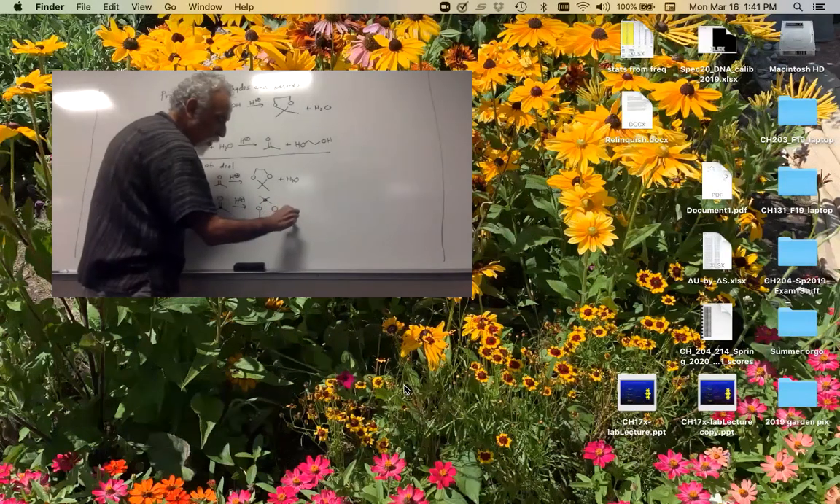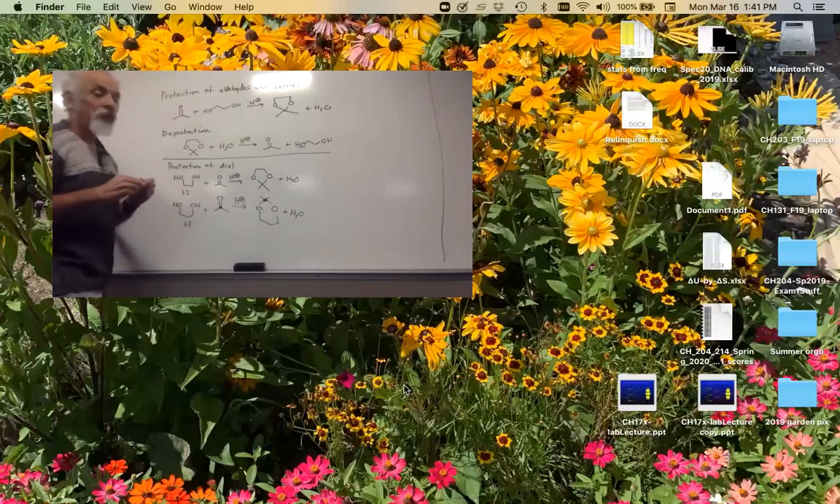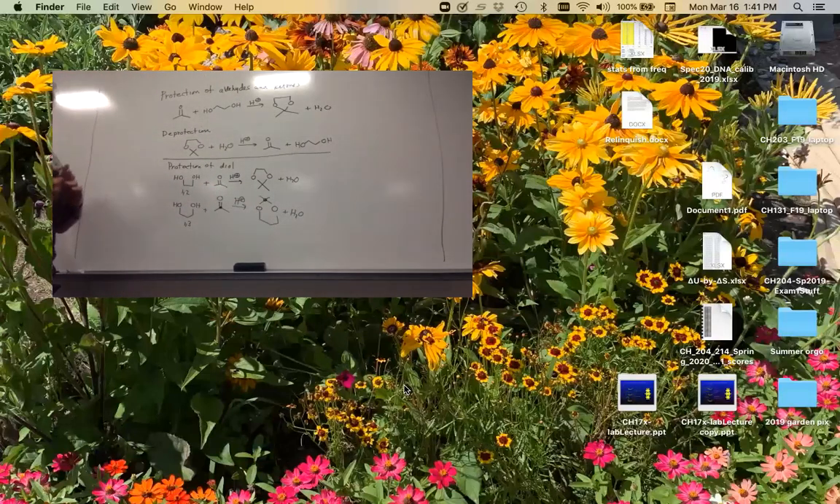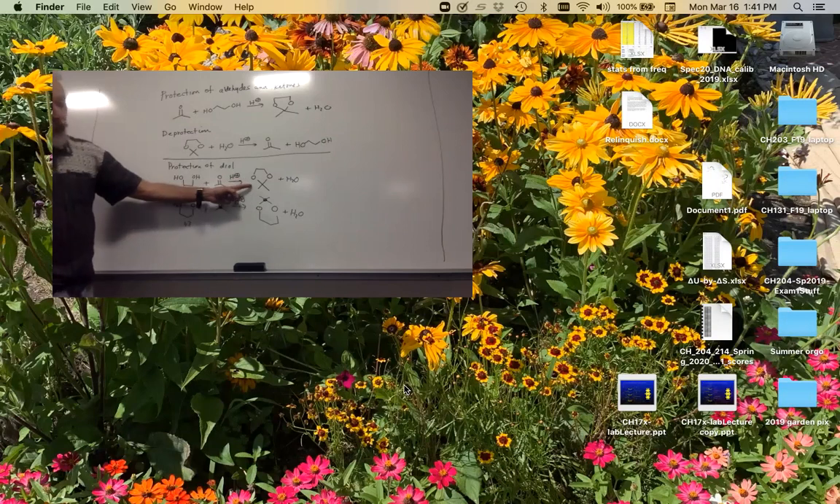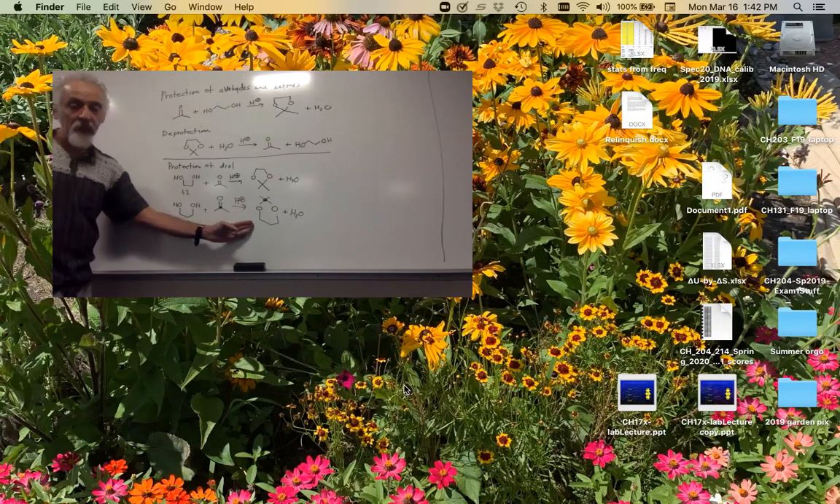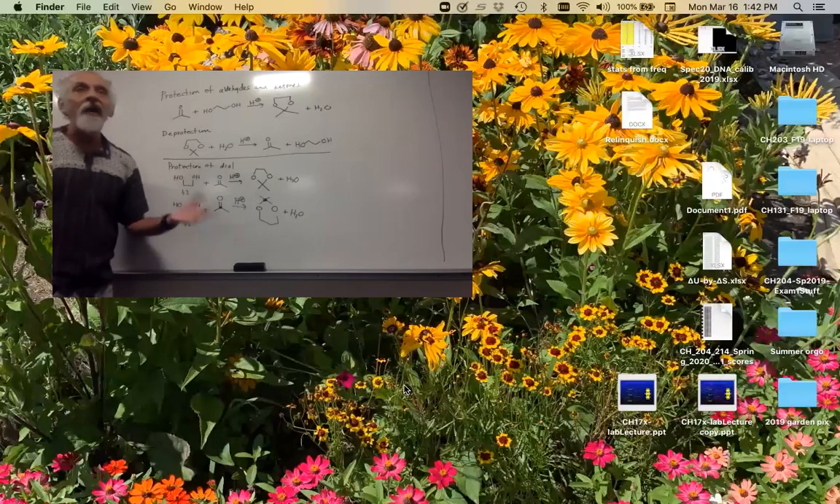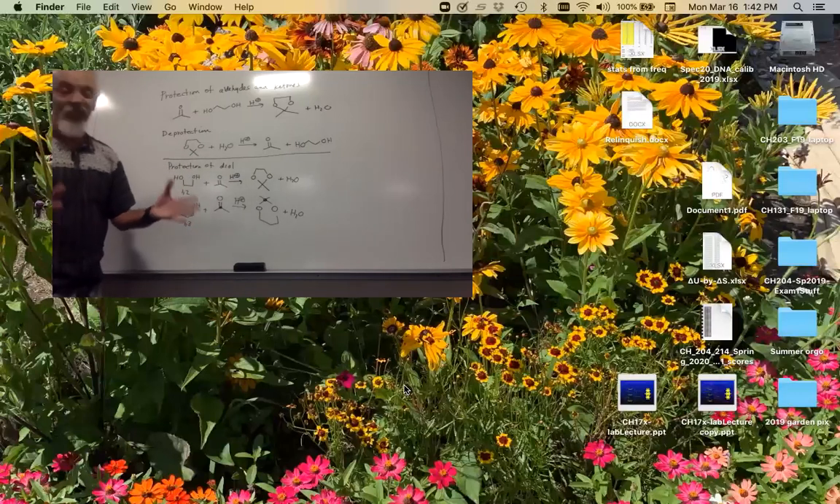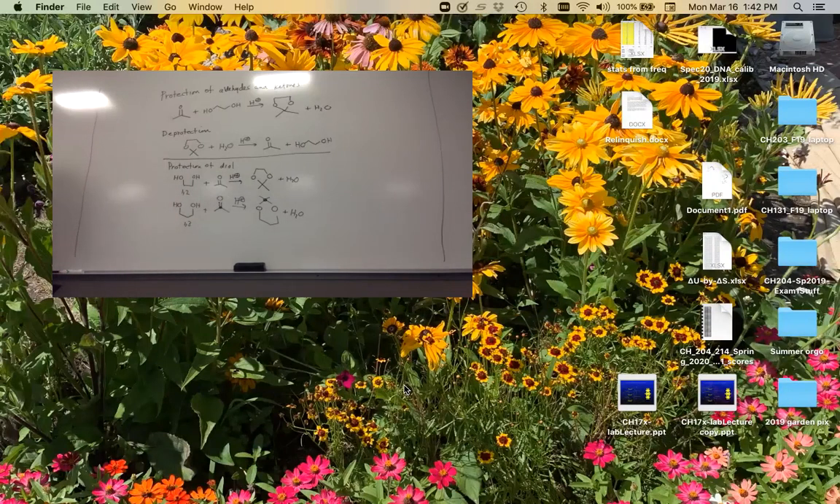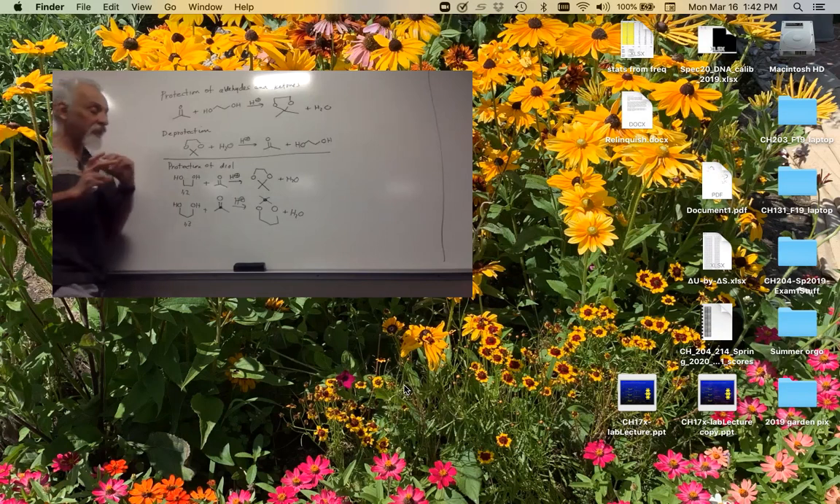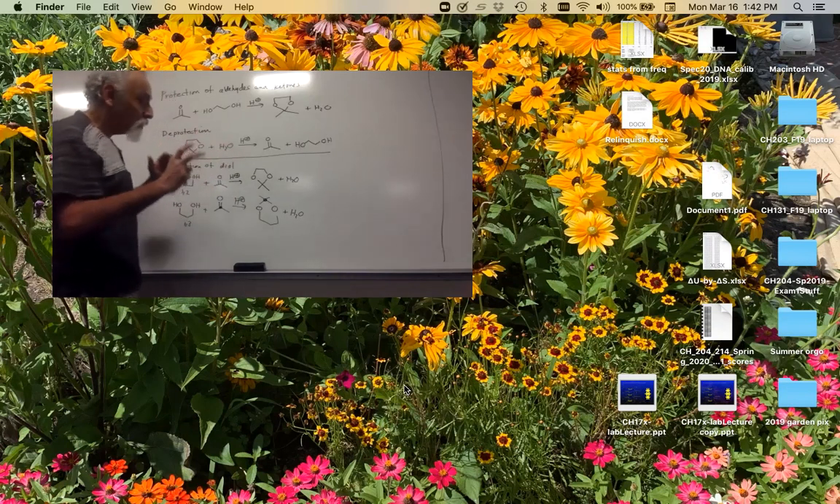But one of the things to notice here is that the only reason this works, this protection of a diol, is because you get a nice 5-membered ring here, thermodynamically stable, and a nice 6-membered ring here, also thermodynamically stable. You can't really protect any other kind of diol other than this 1,2 or 1,3, because you're not going to get a nice thermodynamically stable 5 or 6-membered ring.